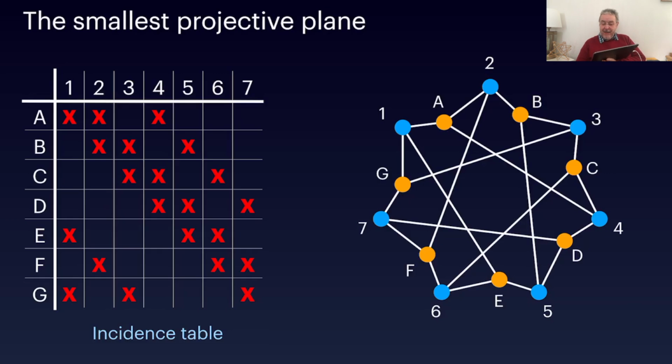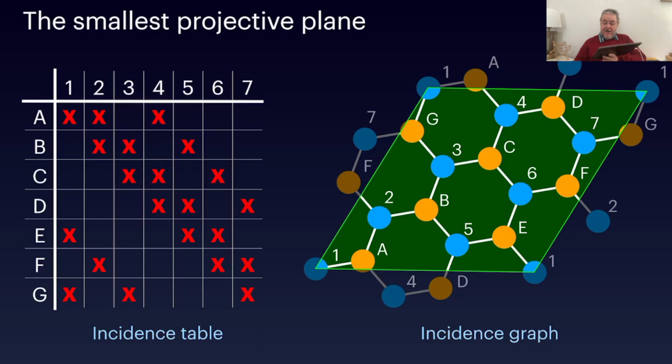And as a final thing here, I want to show you another way of drawing the incidence graph of the Fano plane. And as I mentioned, the Fano plane is an extremely beautiful object. And so we have two completely different pictures with completely different symmetry properties. So this here is called the incidence graph. And here's the last one. This here is also a representation of the incidence graph of the Fano plane, this time as a graph on a torus.